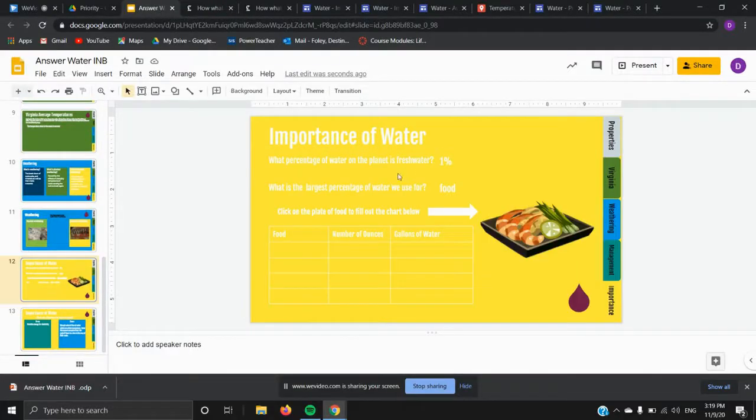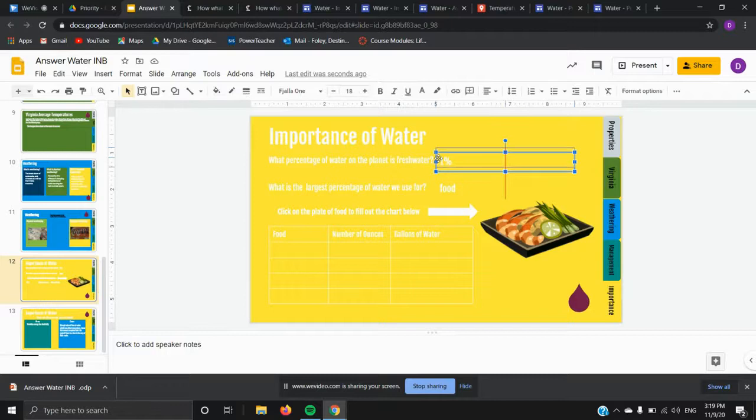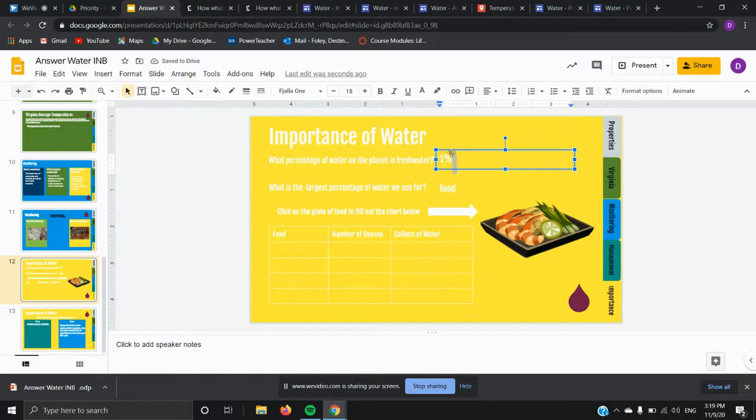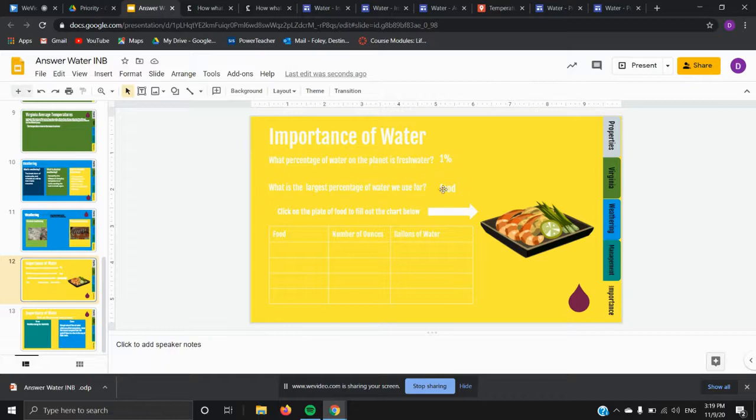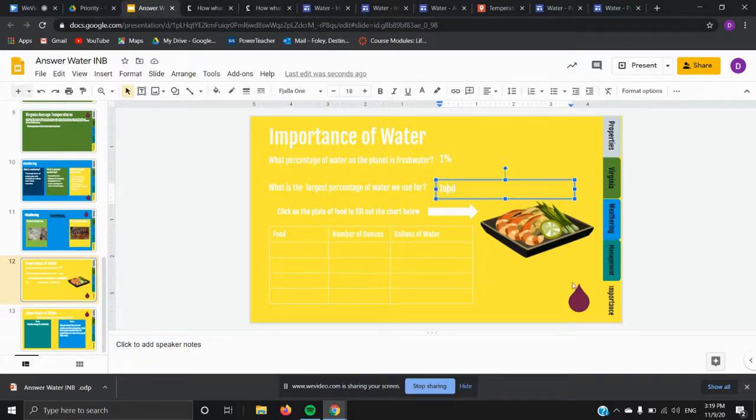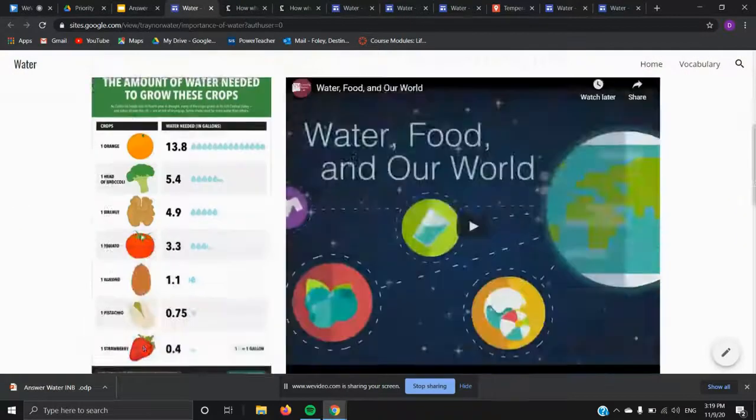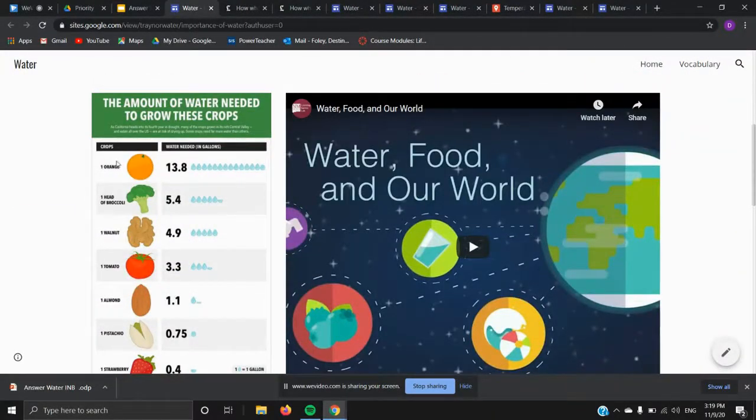Slide 12, you were to tell me what the percentage of fresh water on the planet is compared to salt water. So 1% of water is fresh water, meaning it's drinkable, non-salty water. The largest percentage of water that we use is for food. So it takes 13.8 gallons of water to make one orange, which is insane. A lot of you probably have a gallon or half a gallon of milk in your fridge. It takes 13.8 gallons, one of those full, in order to make one of the oranges that you may have in your fridge.